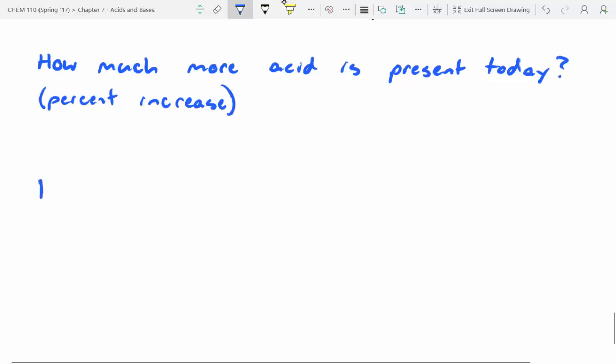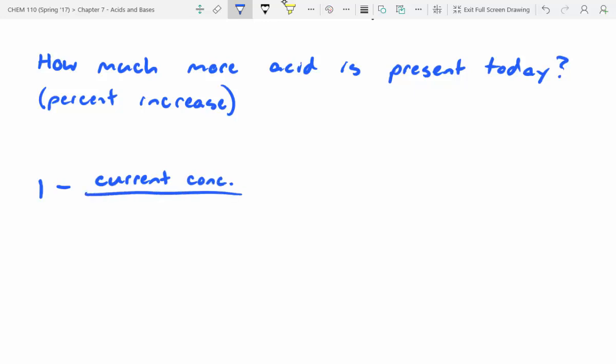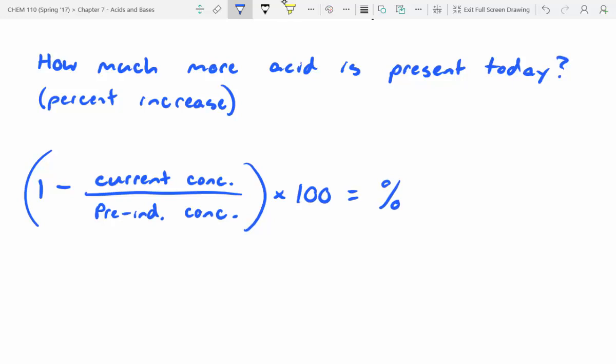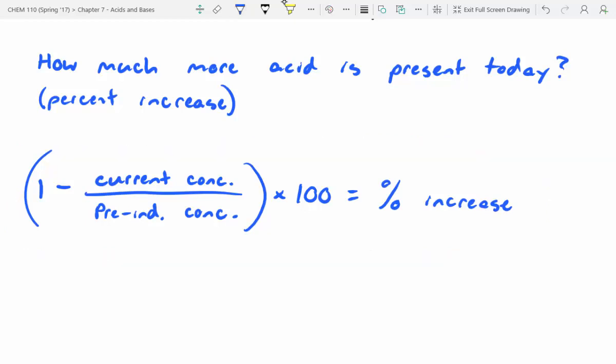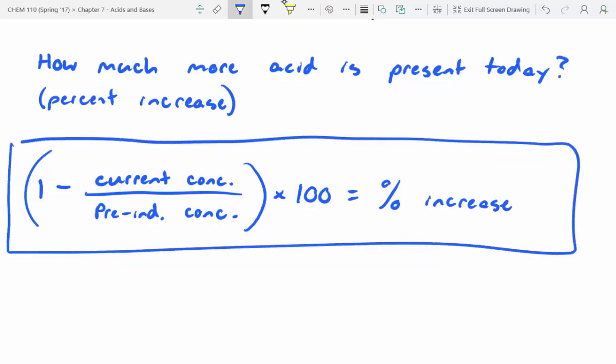So I would do 1 minus the current concentration over the pre-industrial concentration times 100 gives you your percent increase. So let's work on the first part and then see if we get the right answer, and then I'll have you guys do the projection for 2100.